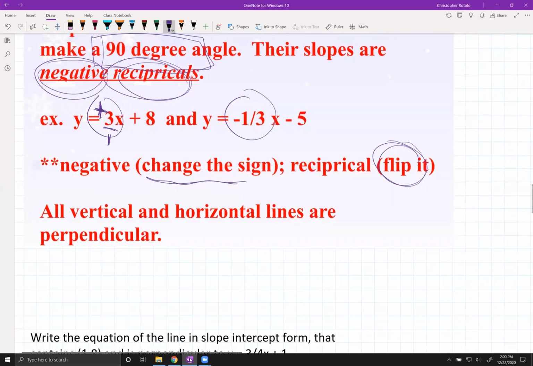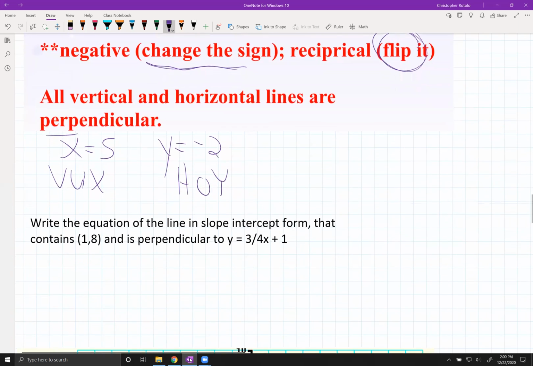All right, all vertical and horizontal lines are perpendicular, right? So if I give you an x equals 5 and a y equals -2, these are automatically perpendicular because I have one vertical line and one horizontal line. You're like, why'd you write that? Remember Hoy and Buck's: vertical x equals, horizontal y equals, and it also has the slope in the middle there.